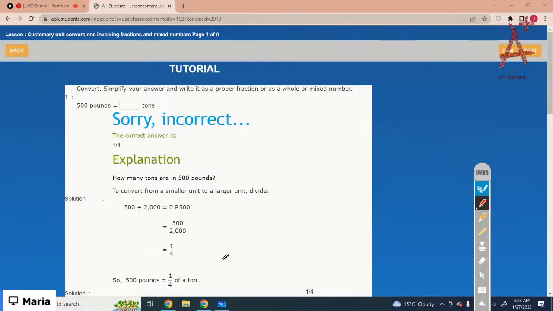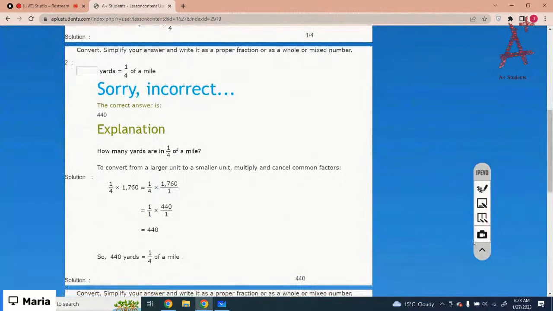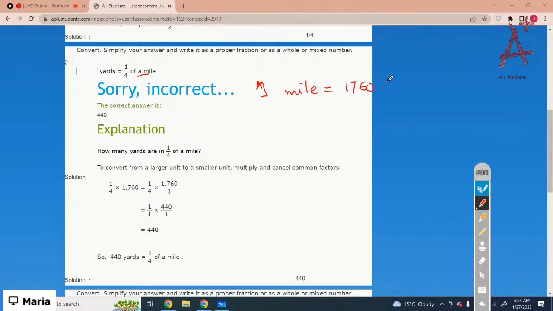Let's move on to the next example. Okay, simplify. How many yards equal 1/4 of a mile? We know that 1 mile equals 1760 yards. Got it? So you have to find how many yards 1/4 of the mile is. Just calculate 1/4 of the 1760. Got it? So 1/4 of the 1760 is 440 yards.